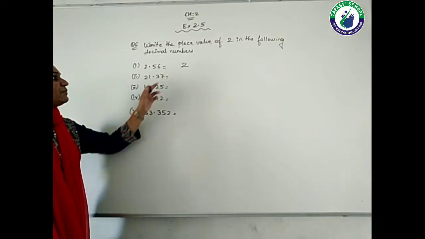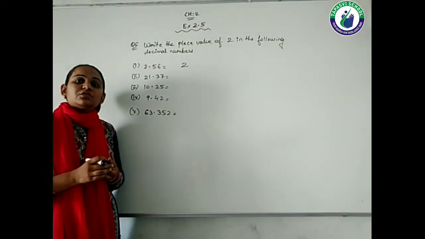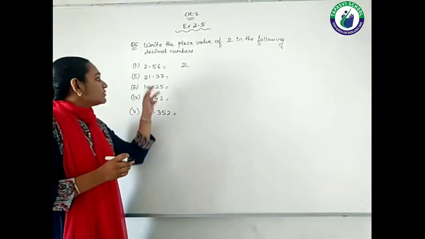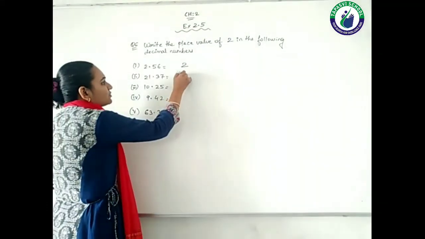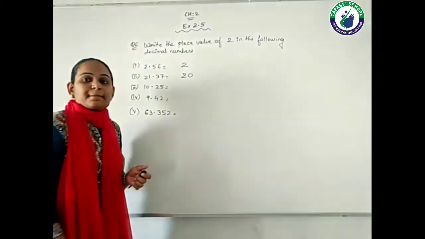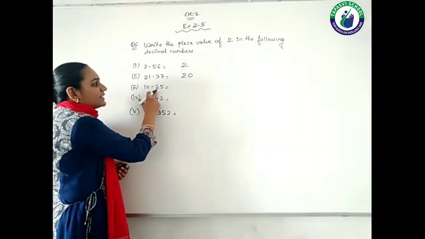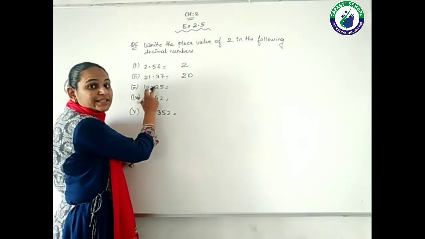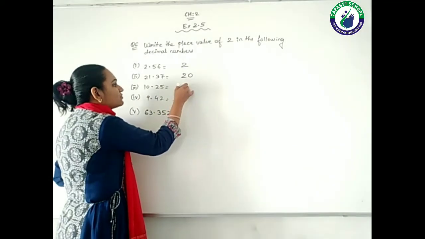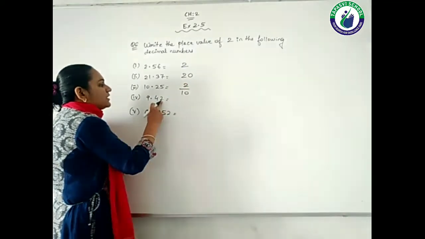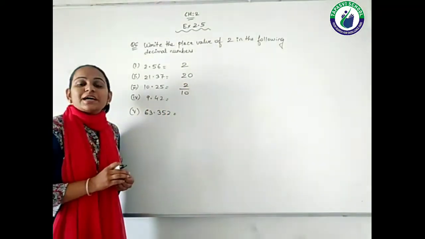Next one is 21.37, students. So we need to write the place of this 2. So here the place of 2 is 10s. So I am writing 20, right? Next one, students, is 10.25. So this 2 is at the place of 10th. It's at the 10th place. So that's why I am writing 2 upon 10. Here the place of this 2 is 100th.